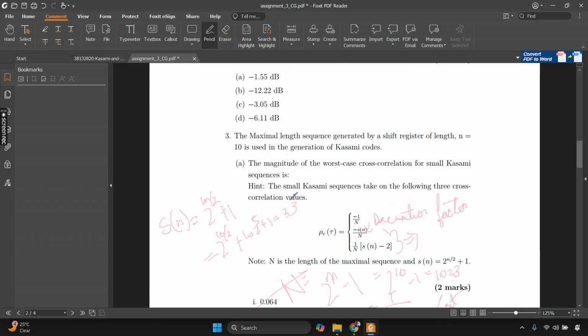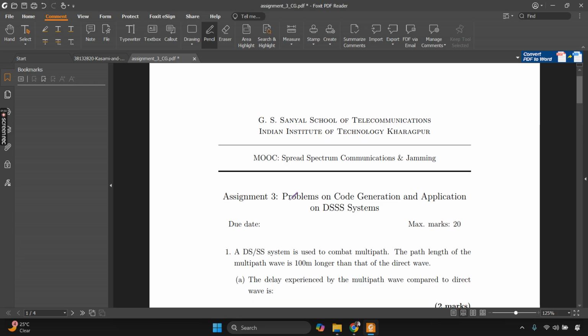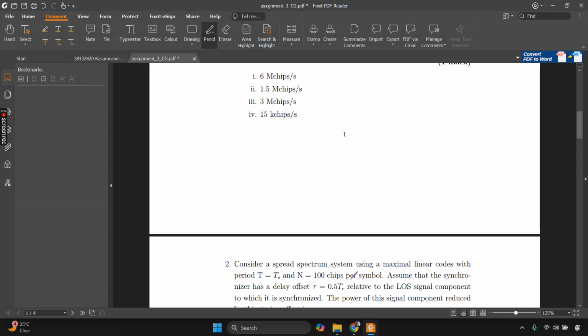The rest of the problems you have already got the solution for, so I think there is not much to discuss.